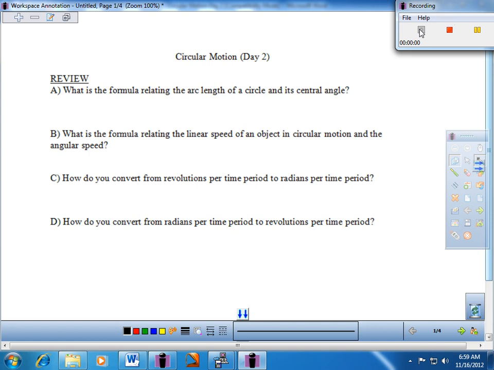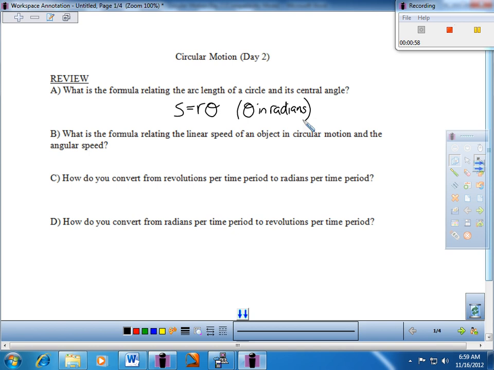So let's start it out right away here. There's a review at the top, and it says for letter A, what is the formula relating the arc length of a circle and its central angle? In this particular case, if you remember correctly, this was S over R is equal to theta, or S equals R theta. So that's the connection between the arc length, the radius, and theta. Please just remember one thing with this one. As great of a formula as it is, theta must be in radians for you to work with it. So theta in radians for that one.